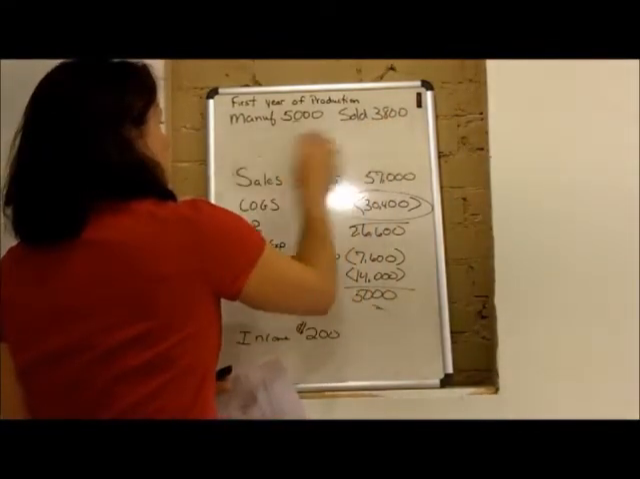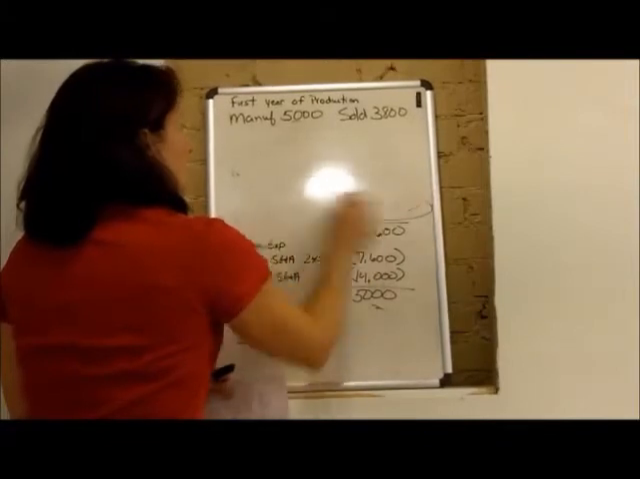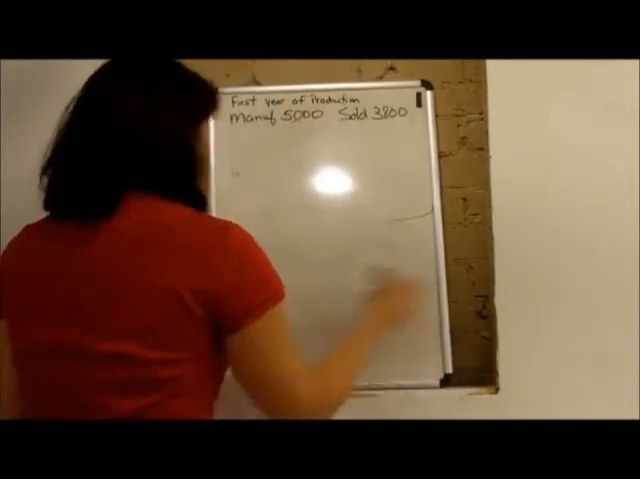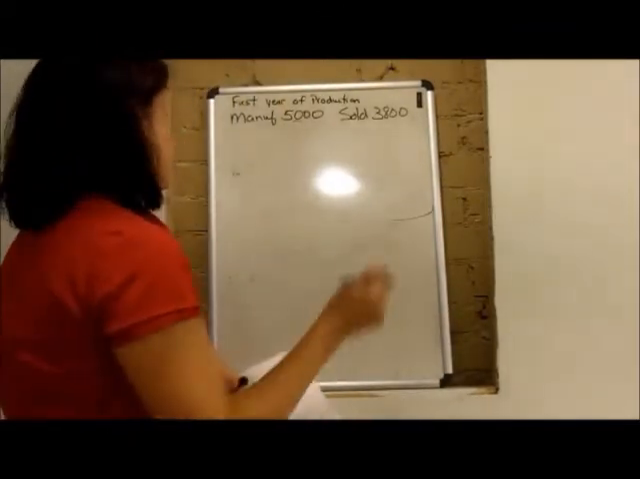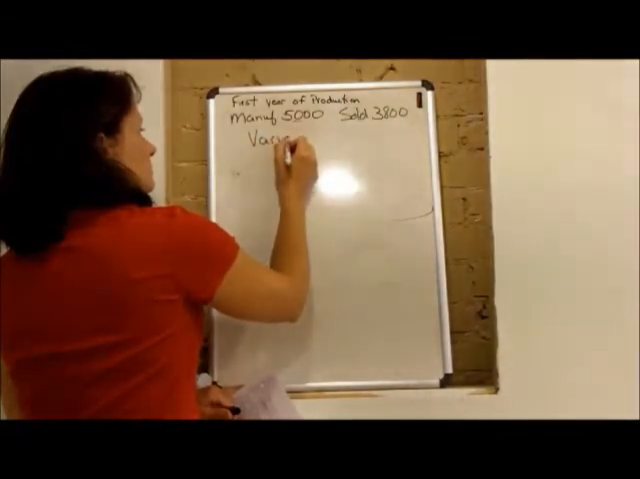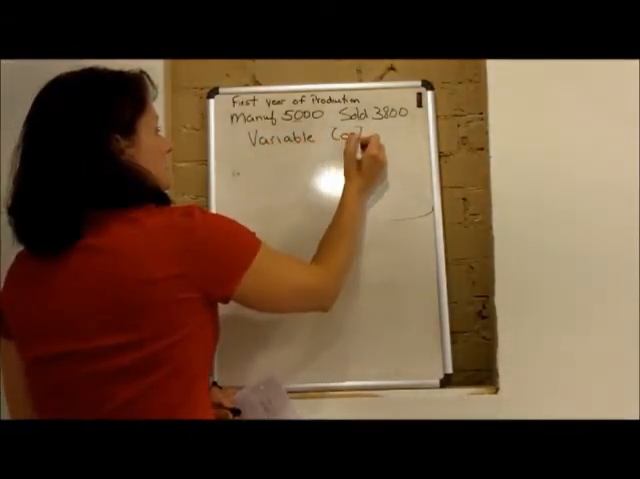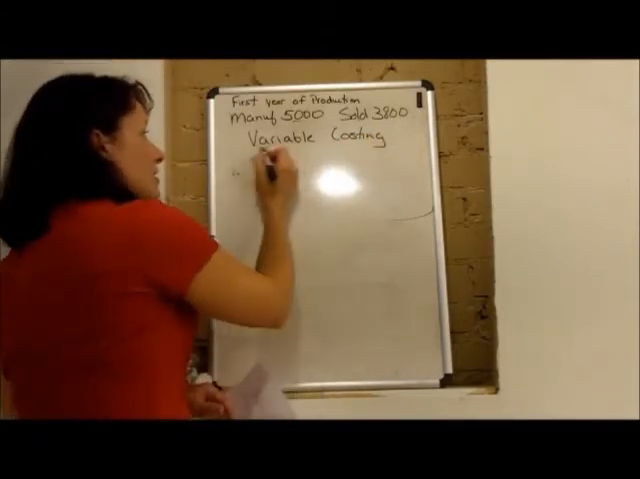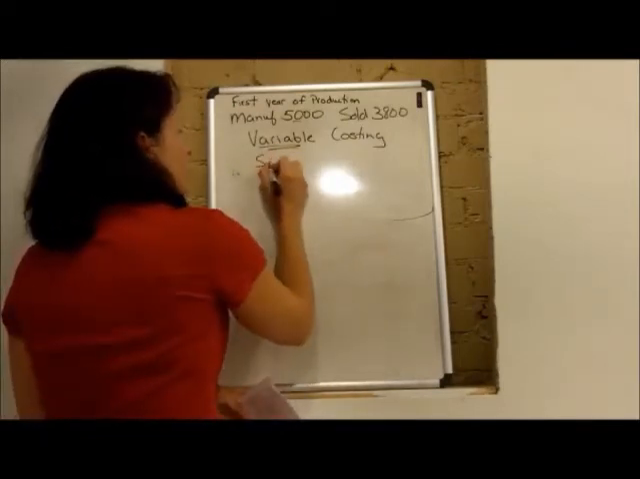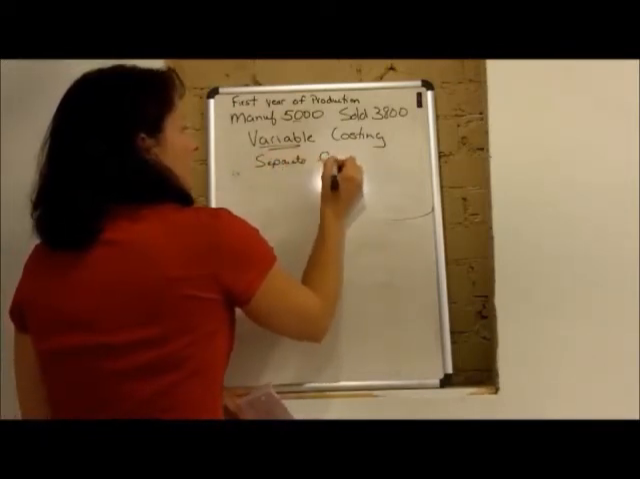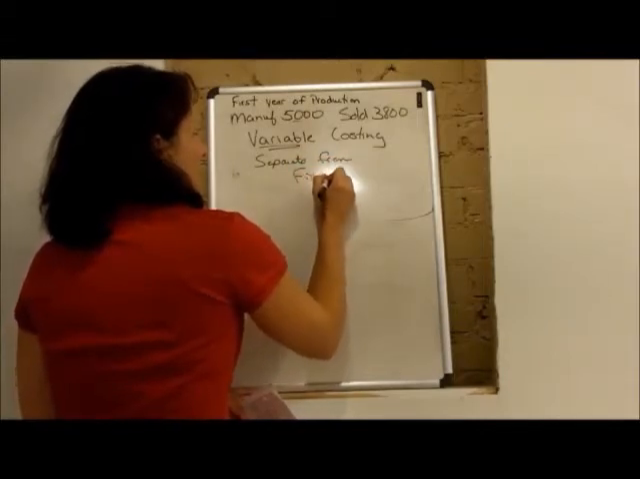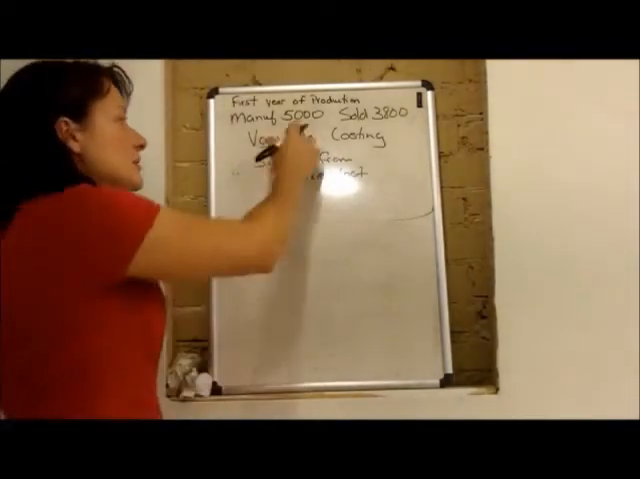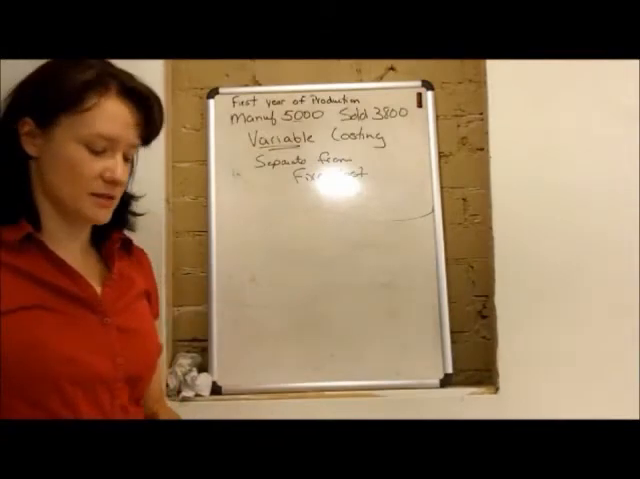Variable costing is for internal purposes only. And as the name implies, we're going to be focused on variable cost, separating it from the fixed cost. It does not mean that we stop and just look at the variable cost. It just means we're separating them out from the fixed cost.